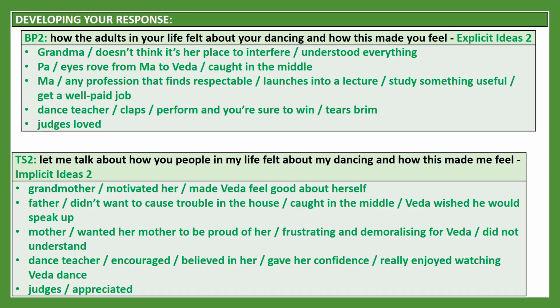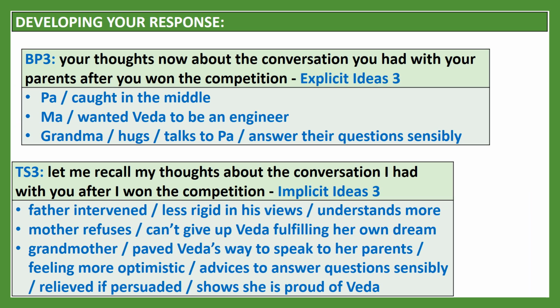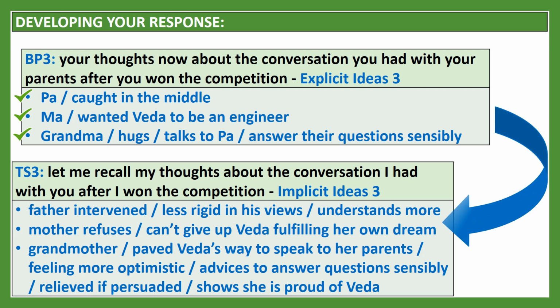Collate the explicit ideas, convert explicit ideas into implicit ideas, and develop a topic sentence from the bullet point for the paragraph. The same process for the third bullet point. List the explicit ideas, transform explicit ideas into implicit ones. Think of a topic sentence for the paragraph based on the bullet point.